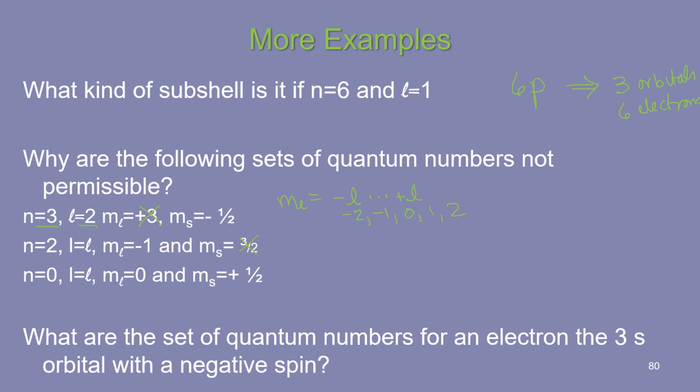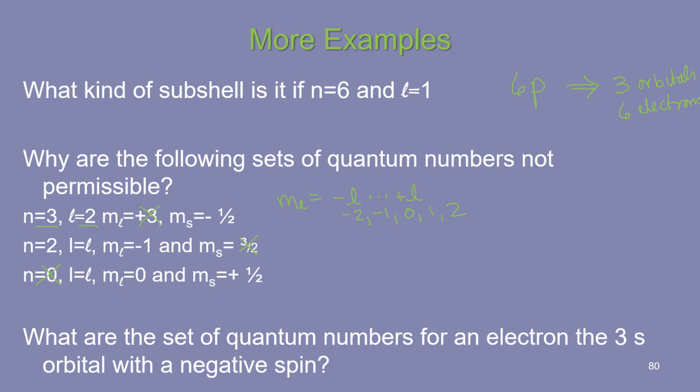Okay, what about this one? Can n equal 0? Well, first of all, n can't equal 0, so that's wrong. If n equals 0, L could not be 1, so that's wrong too. The other parts could be right, but this is the first thing: you can't have n equals 0.